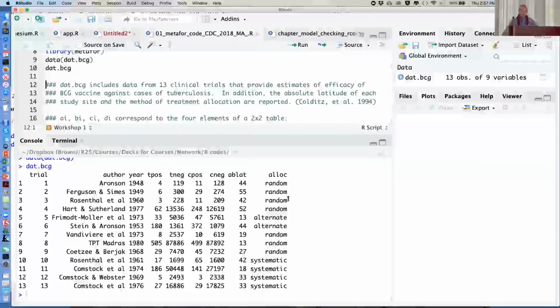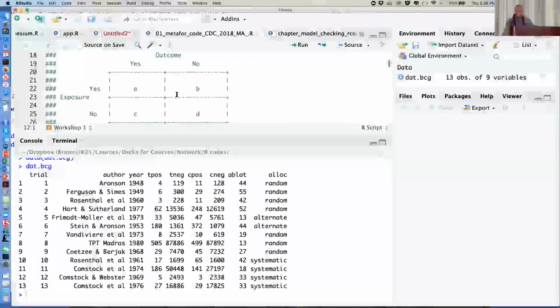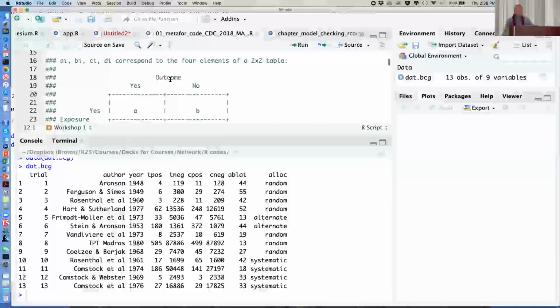And then the other covariate is how the individuals were allocated to the treatment and control groups. So random means they were randomly allocated. Alternate means that they were alternated between treatment and control. And systematic means there was some sort of non-random allocation that was used. Okay, so the numbers here correspond to a 2x2 table. And so what this program does is it works with the 4 counts in the table and it calls them A, B, C, and D.